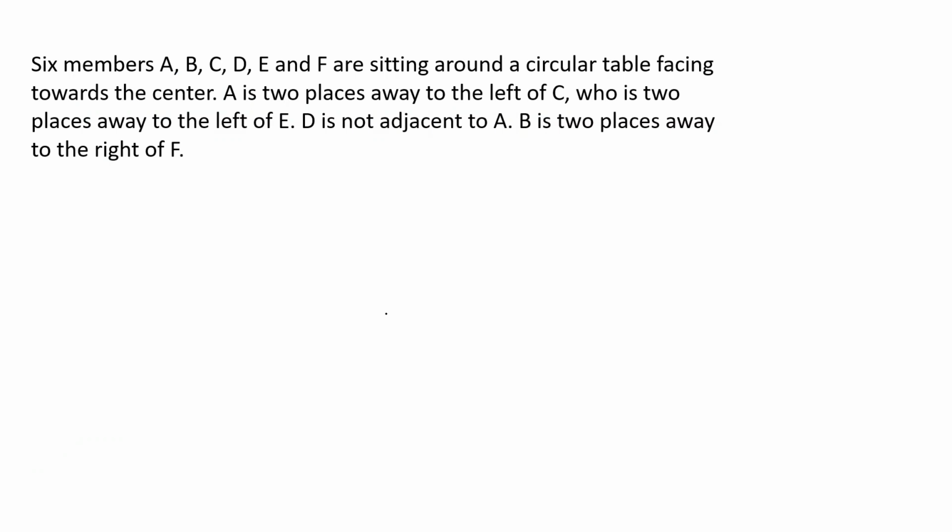6 members, A, B, C, D, E, and F, are sitting around a circular table facing towards the center. So let us assume a circular table as shown on the screen. Now you are given that A is 2 places away to the left of C. So let me fix C first. Now A should sit 2 places away to the left of C.